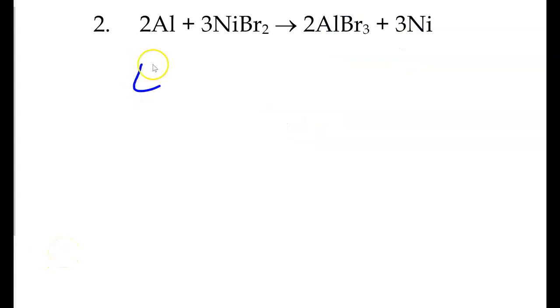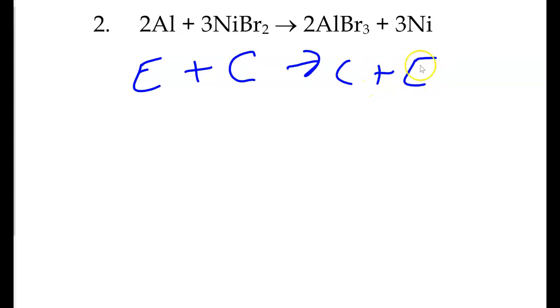Here we have an element plus a compound going to a compound plus an element. Remember, an element is one chemical symbol. A compound is two or more different chemical symbols. An element plus a compound going to a compound plus an element makes this a single replacement. Now we have to classify which kind. We'll do that in just a moment.